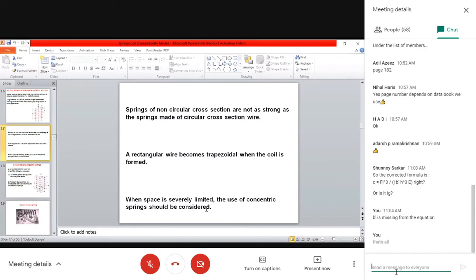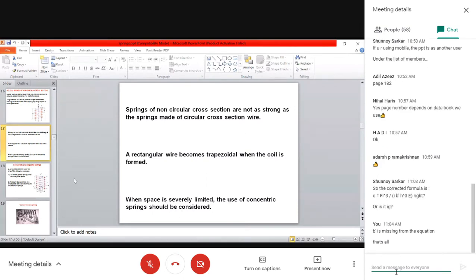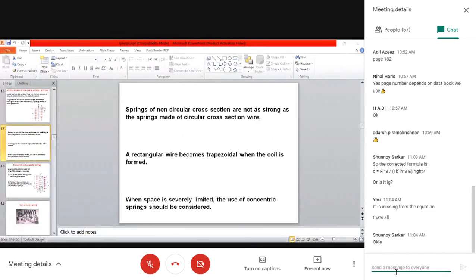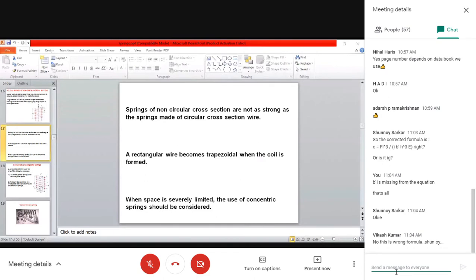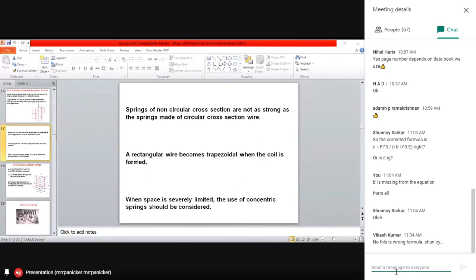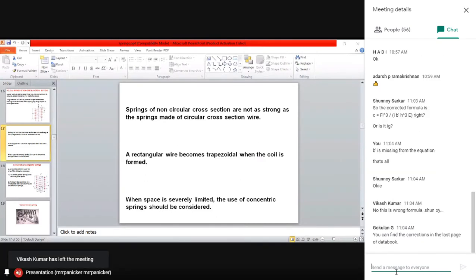When the space is severely limited, rather than going for this, use of a concentric spring should be considered. So this is all about the theory that we have to consider. Particularly now we are concentrating on this compression helical spring. All the equations are there in the data book.